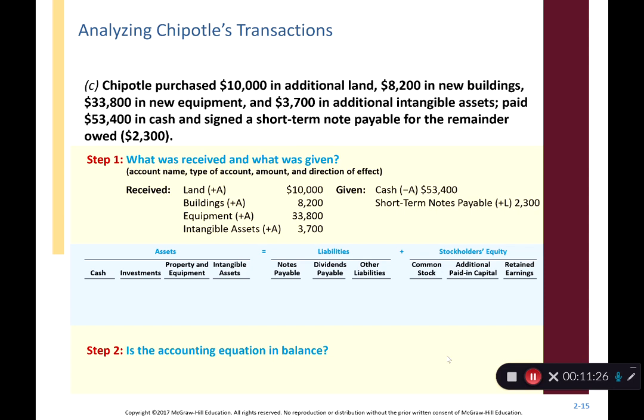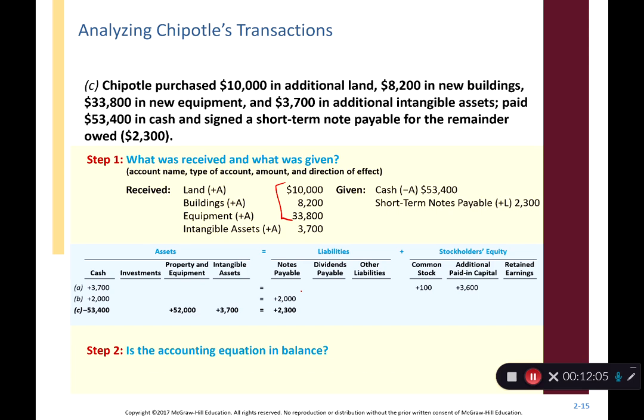So in our accounting equation, our various assets go up, and our liabilities go up by the $2,300 we still owe. You'll notice that one of our assets, cash, goes down because we've given up some cash for some different assets, property and equipment and intangible assets. You might try to figure out where the amounts come from. Property and equipment, the $52,000, is the sum of land, buildings, and equipment. Our intangibles, obviously the $3,700 lines up, and the cash and the note payable line up.